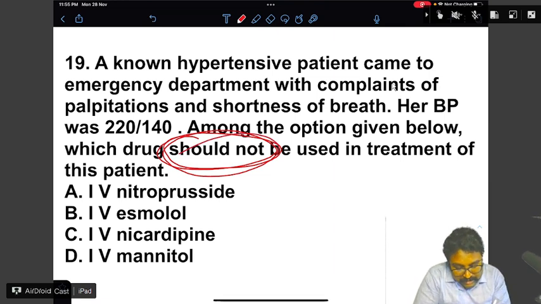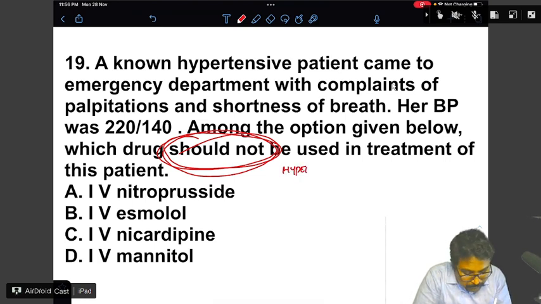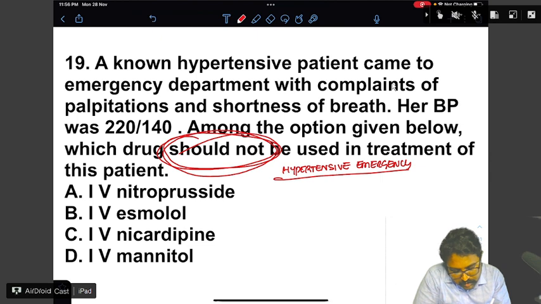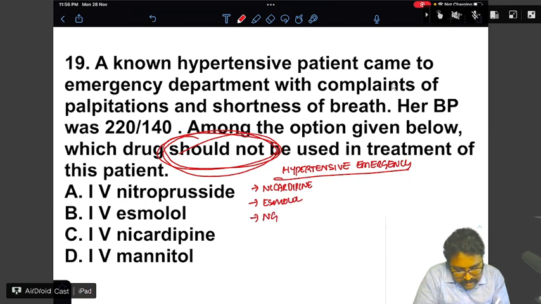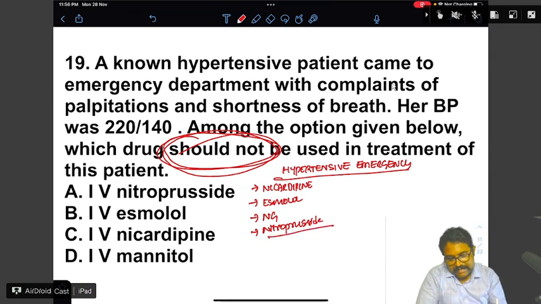So please remember, the patient has hypertensive emergency. It's a malignant hypertension. So the patient is in a hypertensive emergency. So you can use drugs like nicardipine, which is a calcium channel blocker. Then you can use esmolol, which is the shortest acting beta blocker. You can use nitroglycerin. You can use nitroprusside, but nitroprusside use has decreased nowadays.